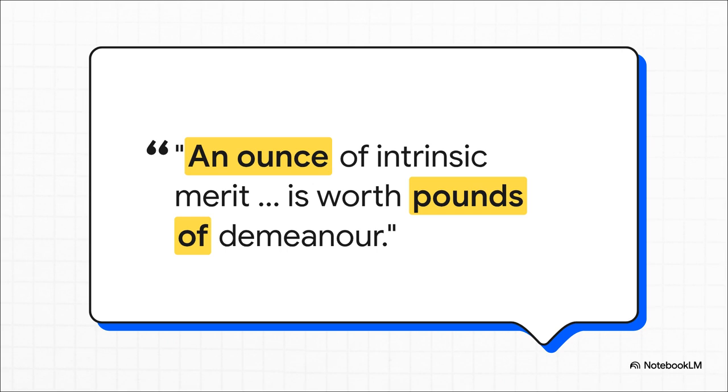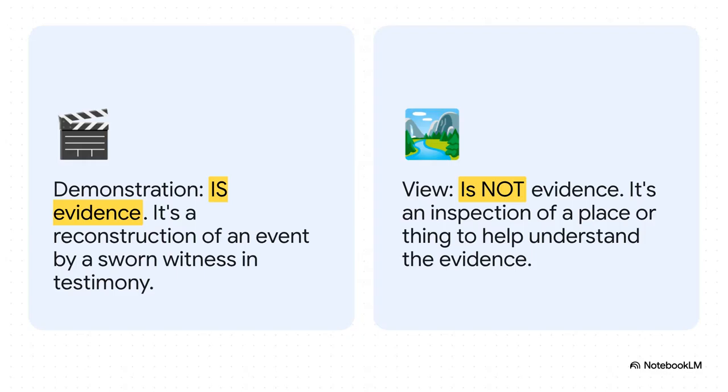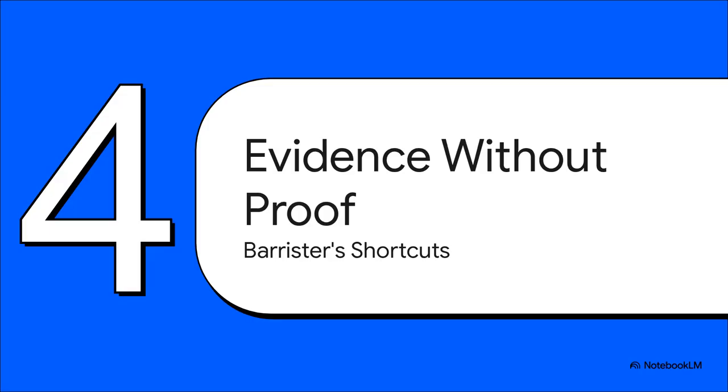An appellate court can and will overturn a decision based on a gut feeling that flies in the face of cold, hard proof. Now, here's a classic exam distinction you've got to know cold. A demonstration versus a view. A demonstration, where a witness reconstructs something in court, is evidence. But a view, where the court goes to visit a location, is not evidence. It's just an aid, a way to help understand the testimony. Big difference.